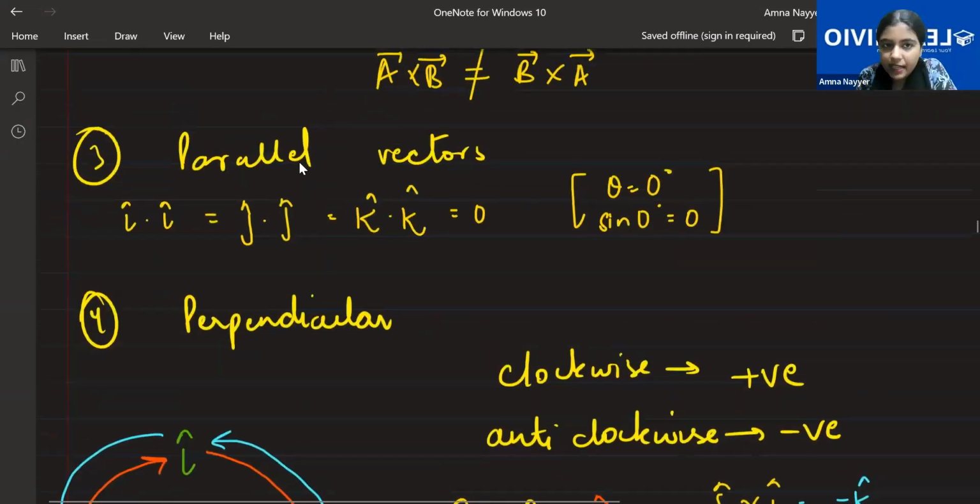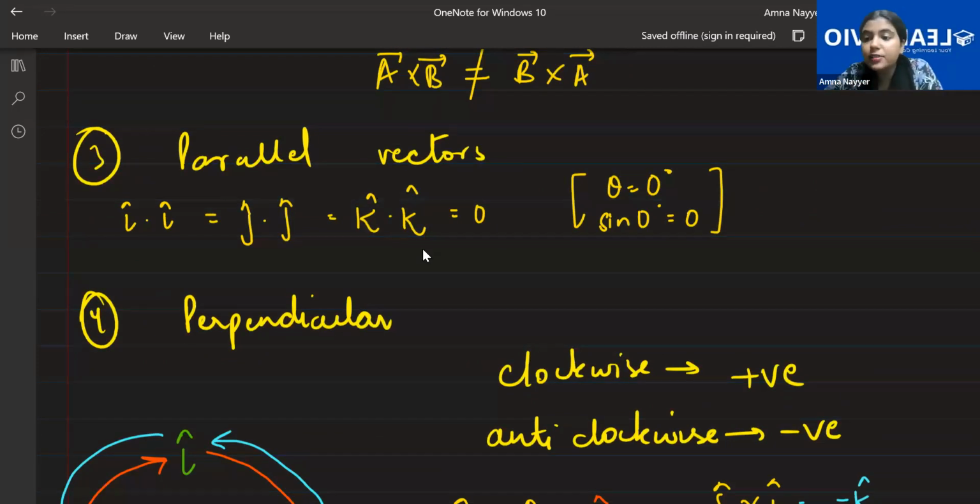See, parallel in case of cross product, the resultant should be 0. Okay. And parallel in case of dot product will not be 0. i dot i is 1, j dot j is 1, k dot k is 1. Whereas for parallel vectors in cross product, i cross i, j cross j, k cross k is 0. So if the question says prove that these two vectors are parallel, or if these two vectors are parallel, find their resultant, use simply cross product because you know the resultant will be 0.